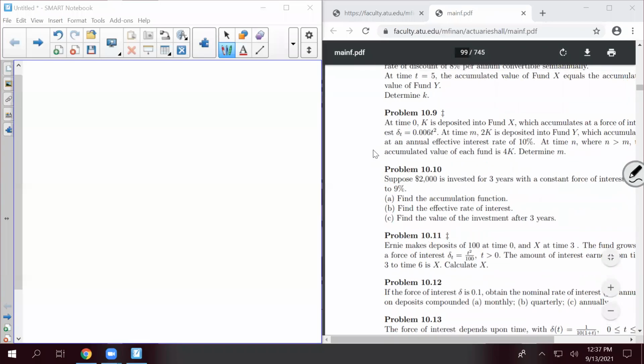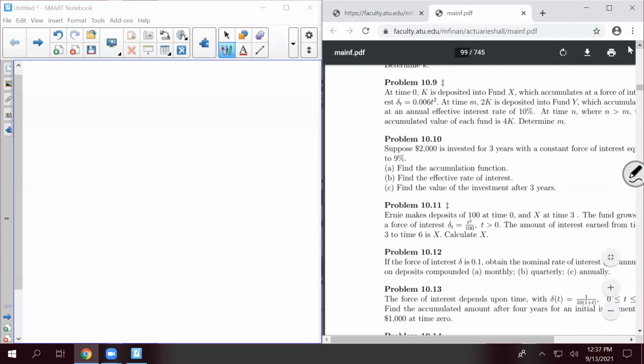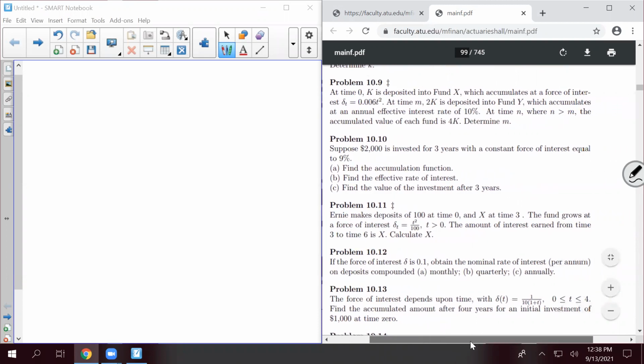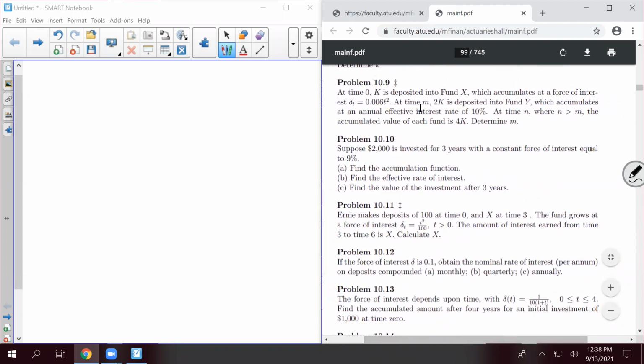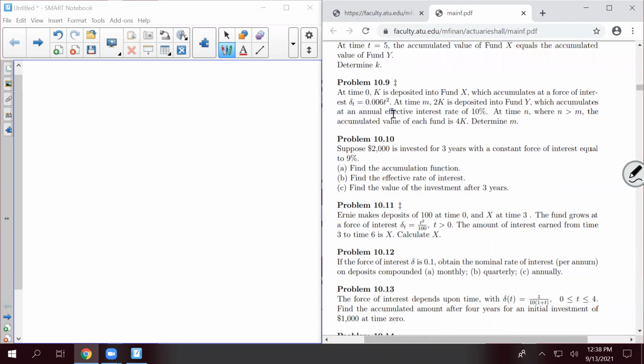All right, so number 9. At time 0, K is deposited into fund X, which accumulates at a force of interest, this one. At time M, 2K is deposited into fund Y, which accumulates at an annual effective interest rate of 10%. So first we have a force of interest and then we have an annual effective rate. At time N, where N is greater than M, the accumulated value is 4K.